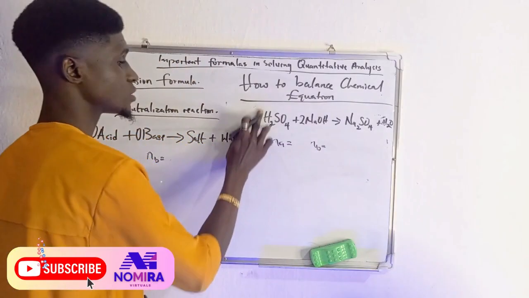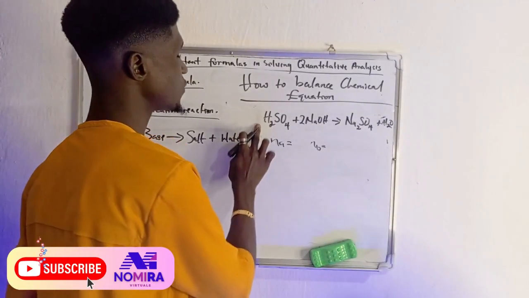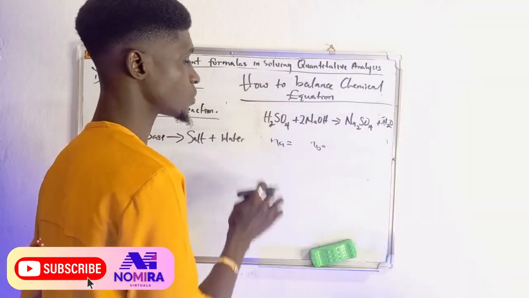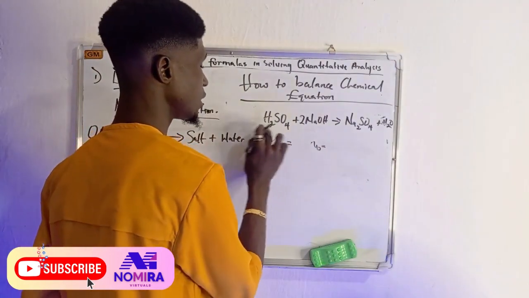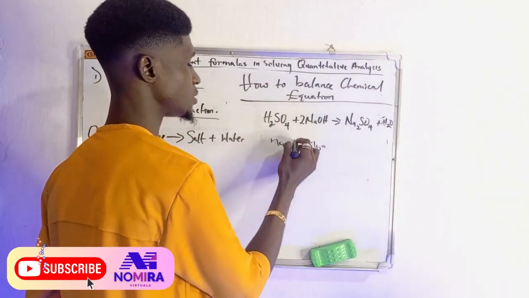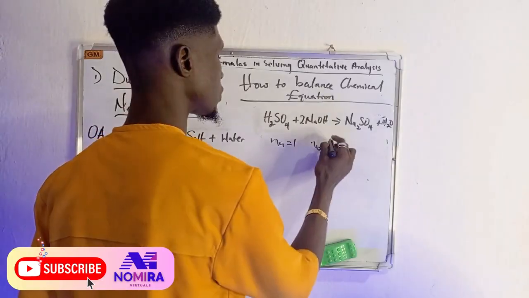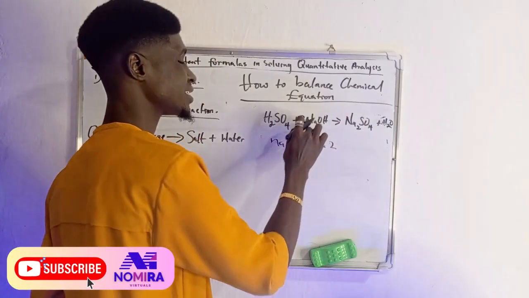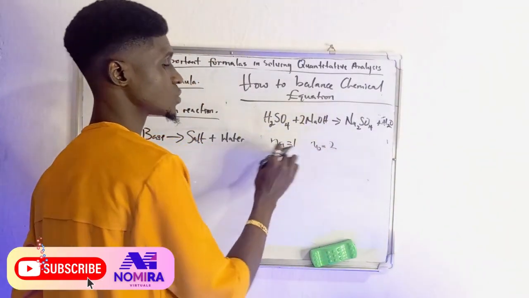Na is 1. There is an invisible 1 here. If there is no number here, it means that there is an invisible 1. So Na, which is the number of moles of acid, is 1. Nb is 2, because 2 is standing in front of this base. So this is it.